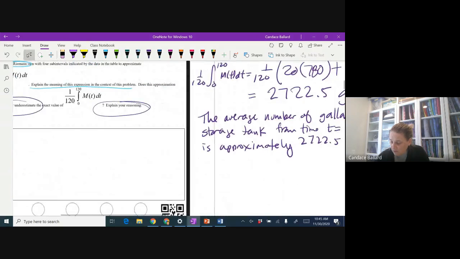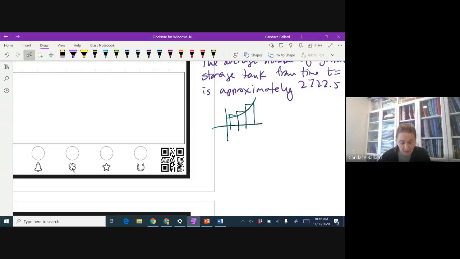I would probably start drawing myself a picture. So I know strictly increasing looks like that. I know I also just did a right Riemann sum. So I'm going to come like this and sketch my right Riemann sum. So did we get an overestimate or an underestimate? Tell me in the chat, please. Good job. It's an over. So we've got to write that out.